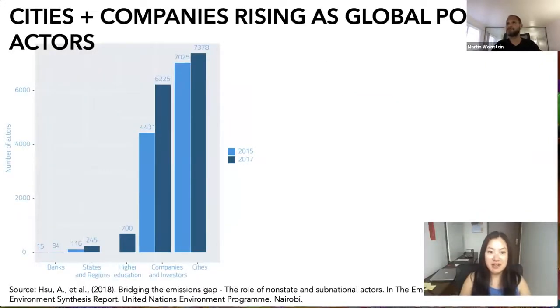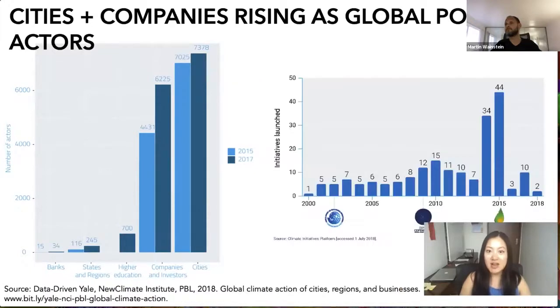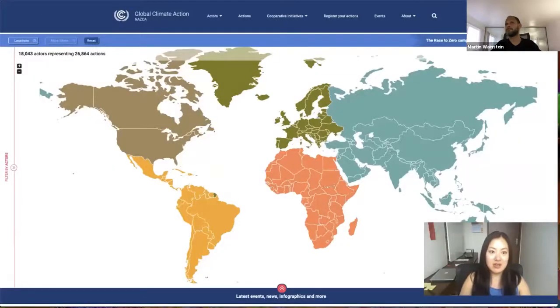Since the Paris Agreement in 2015, the number of cities and companies pledging their own climate commitments has increased. In cooperative climate initiatives, the number has also increased. There was a peak at 2015, but overall, the trend of these international cooperative initiatives has increased since the Paris Agreement formally recognized their participation. The latest numbers you can see in the UNFCCC's Global Climate Action Portal, formerly known as NAZCA, the Non-State Actor Zone for Climate Action, and that includes more than 18,000 actors recording more than 26,000 climate actions, including close to 200 national governments, more than 10,000 cities, close to 4,000 companies, more than 140 regions, and close to 150 of these international cooperative initiatives.